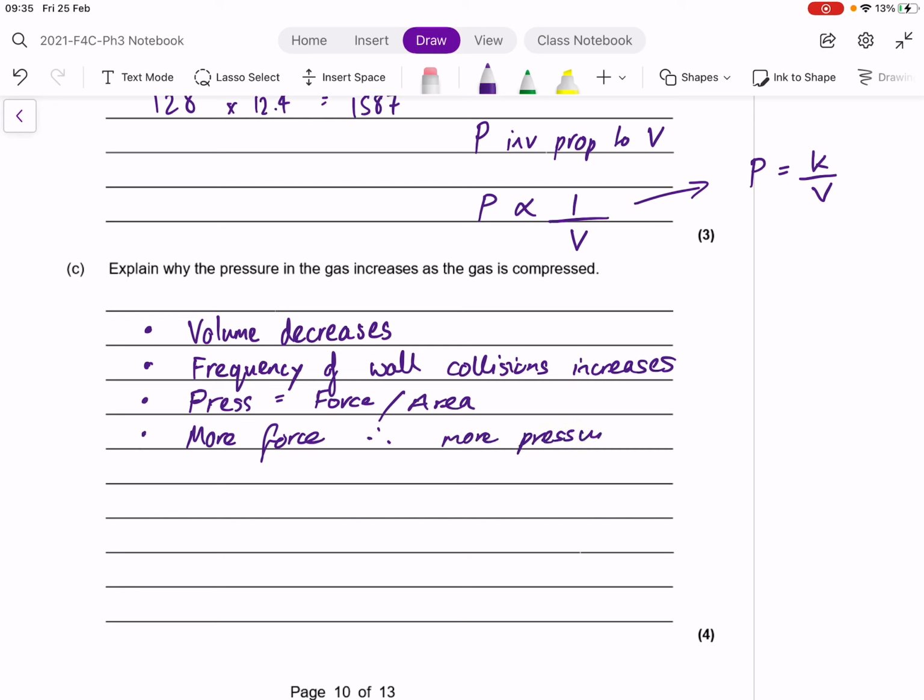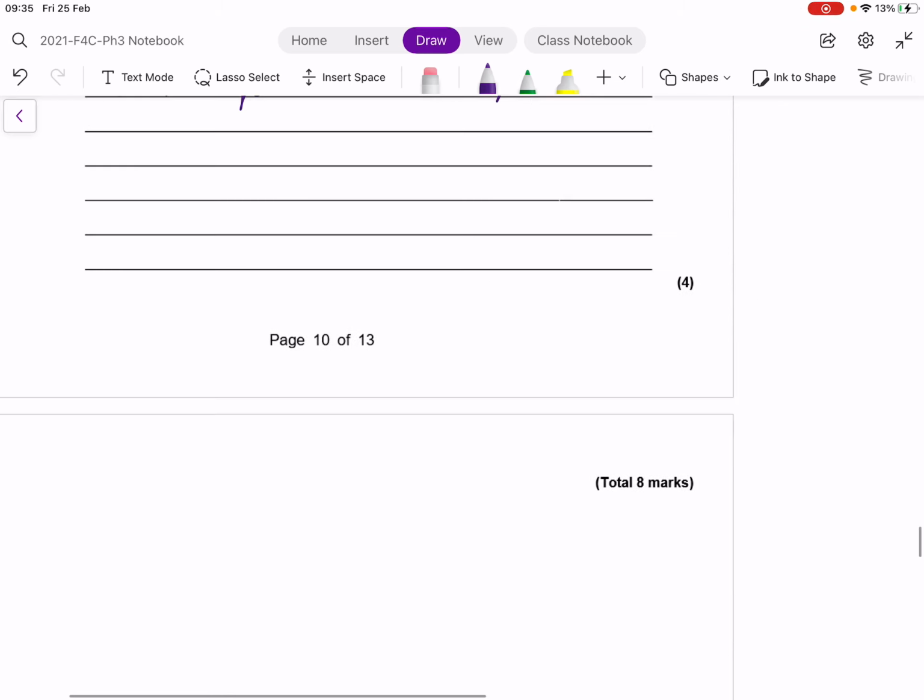When you see the mark scheme, you'll see there are some slight changes, but in general, that's the idea. Volume goes down, frequency of wall collisions goes up, pressure is force over area, there's more force because there are more collisions, and therefore there's more pressure. And that is it. Job done. All right, good job.